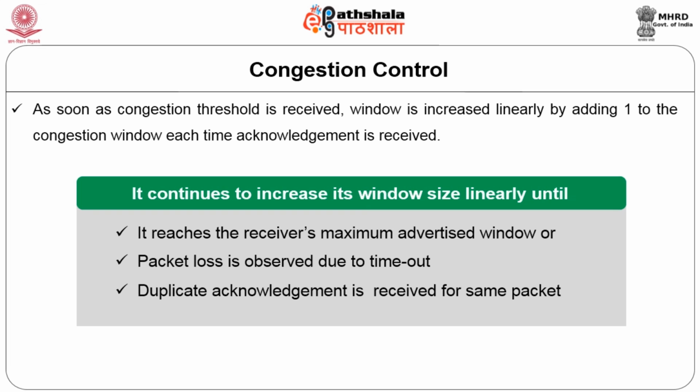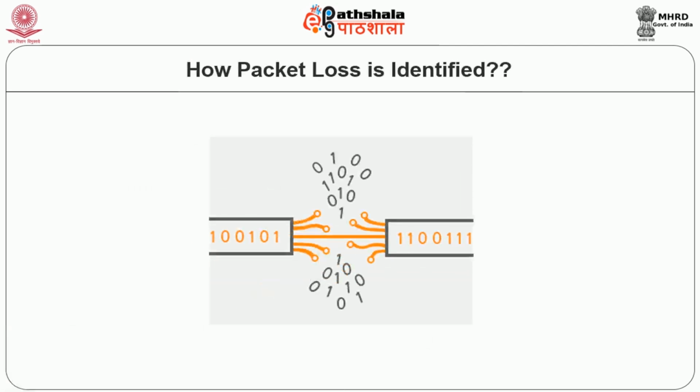Now the exponential growth stops at the congestion threshold. As soon as the congestion window reaches the threshold value, further increase of the transmission rate is linear, that is, it gets incremented by 1 until packet loss is observed. Now how does TCP identify that there is a packet loss? There are 2 conditions in which a packet loss is identified.